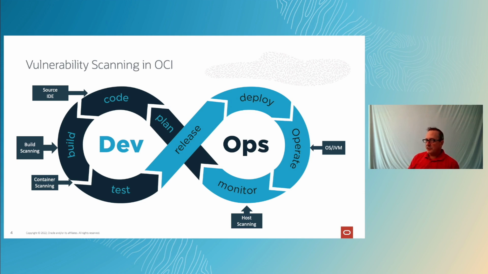On the operation and monitoring side, we have operating system management and Java management services looking to help you keep up to date with the latest OS and JVM in your running applications. And then monitoring, making sure that your host is not vulnerable through exposed ports or any other OS level or network level configuration. So we have all of these pieces in play today to help you manage your system.